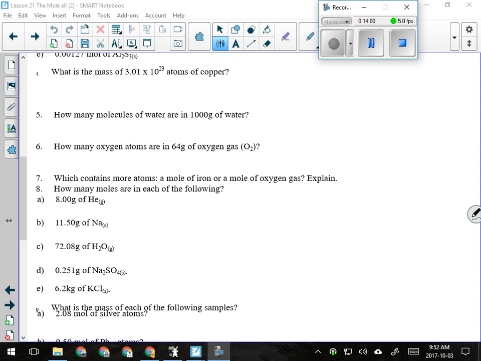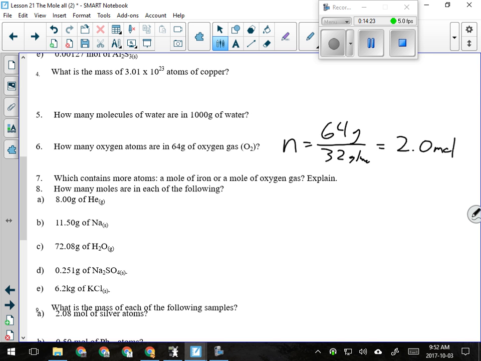So we have 64 grams as our mass. I can calculate n because I know that I have 64 grams, and I know that the molar mass of oxygen gas is how much? 32, because it has 2 oxygens in it. So 32 grams per mole. So when I do this, I find out that I have exactly 2.0 moles of oxygen gas. Everybody all right with that?